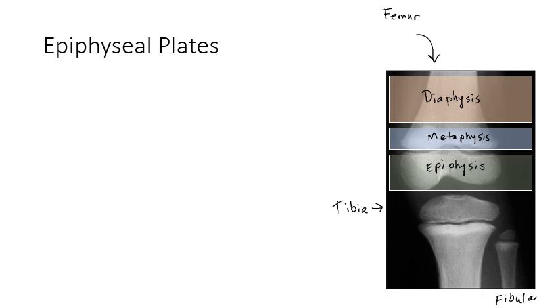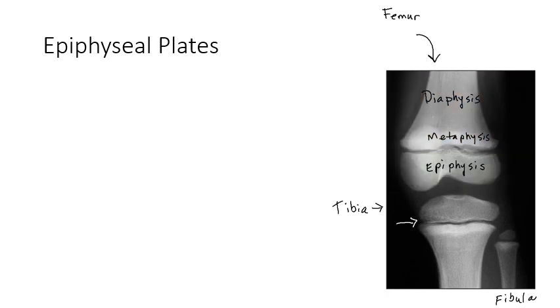There we go. Okay, so those are parts of the bones, and we can see a good example of the epiphyseal plate. I'm going to go in with some white here, and we see an epiphyseal plate here that exists between the epiphysis and the metaphysis.